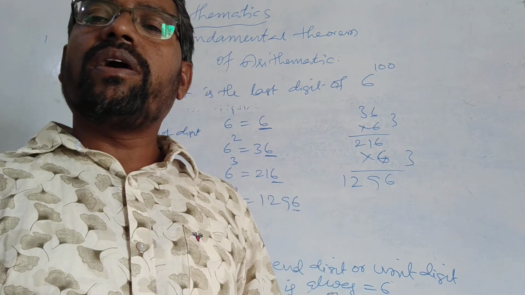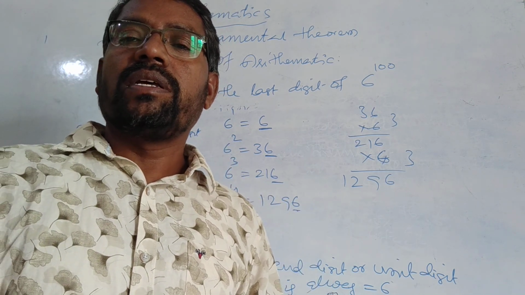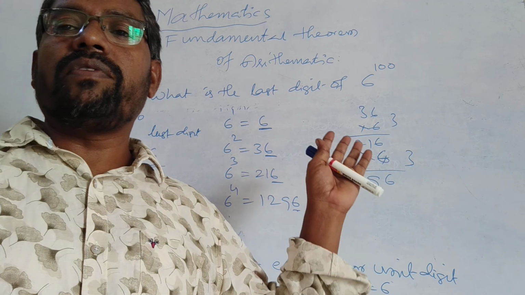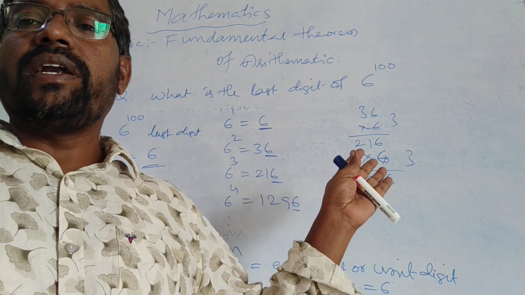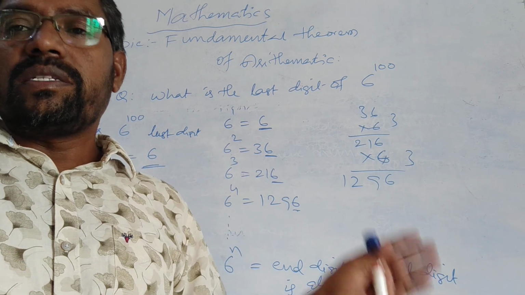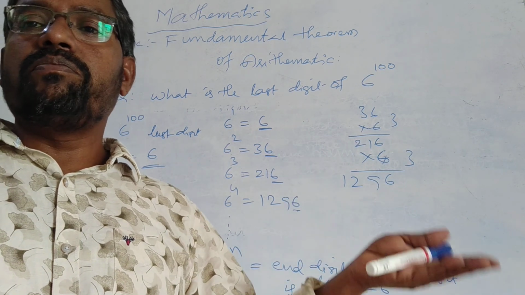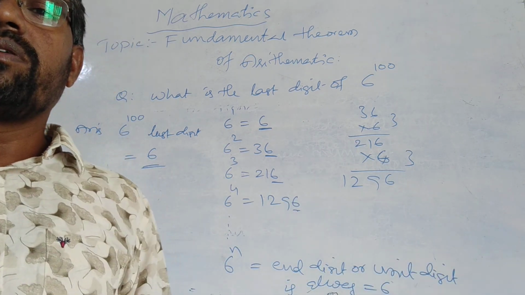Okay. Now we are going to discuss the next topic: using the fundamental theorem of arithmetic, the prime factorization method, how we are going to find out HCF and LCM. It's not only that method, we can also do it in the simplest manner once you check.